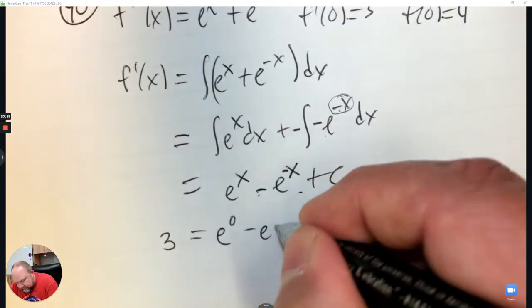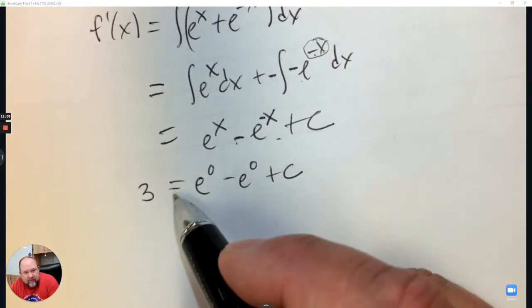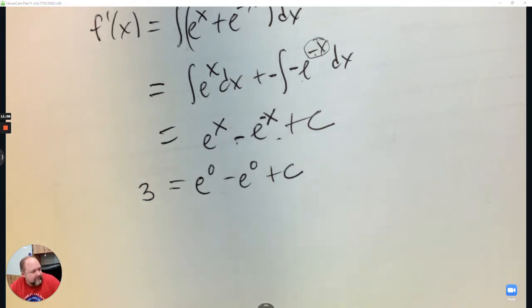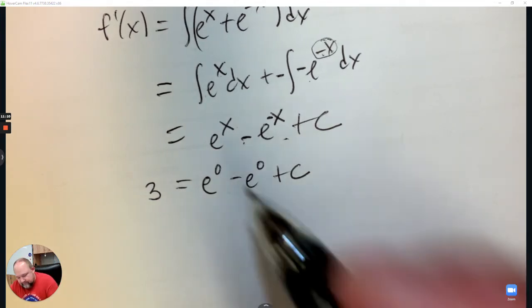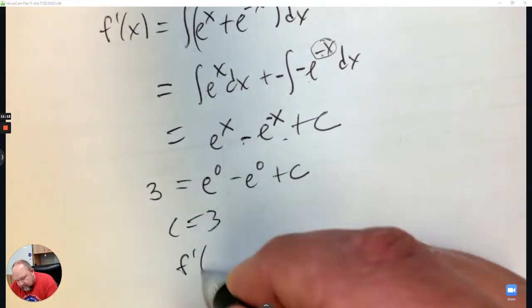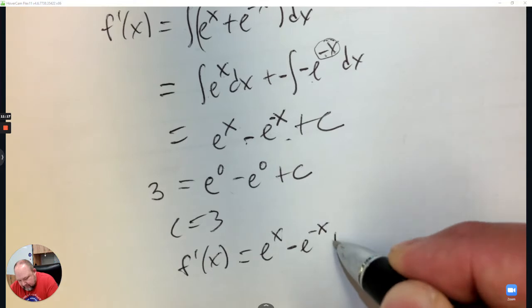And plug in 0, and then see what c equals. So you can see that c is going to equal 3. Make sure I'm doing it right. So the first derivative is e to the x subtract e to the negative x plus 3.